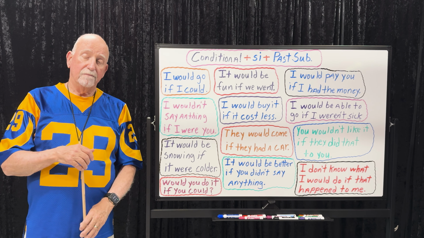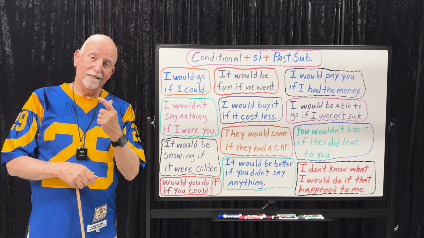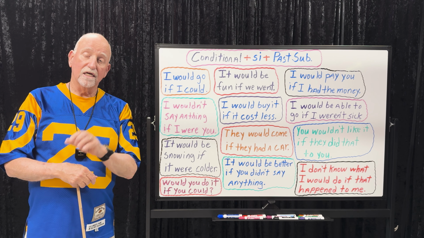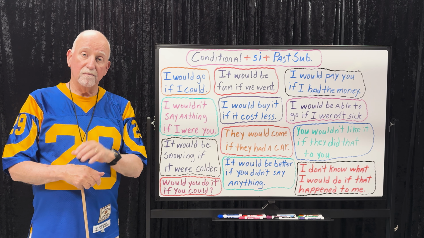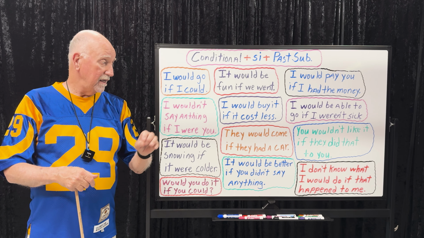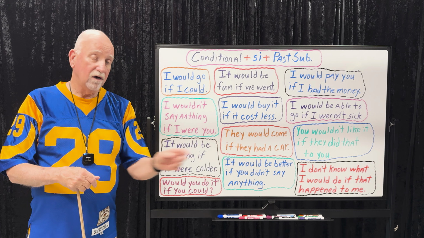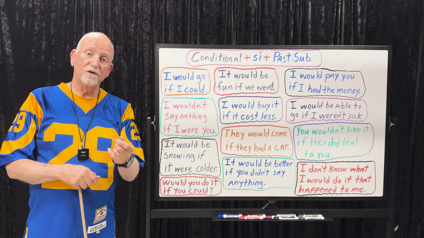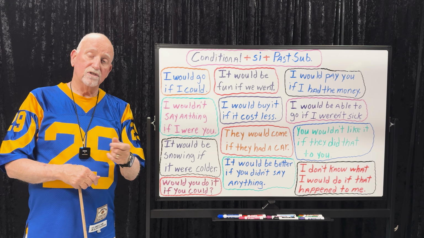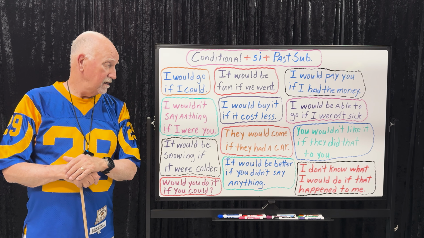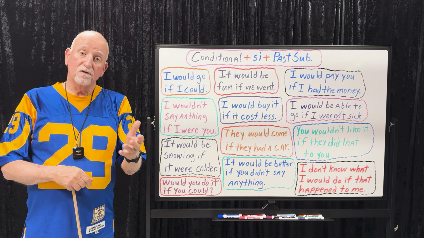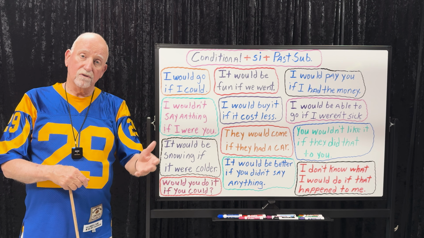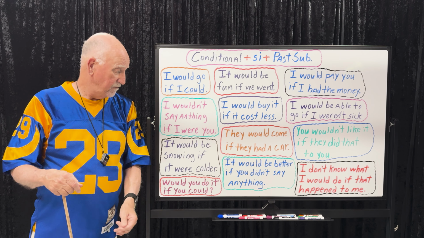They would come if they had a car. Venir. Venir in the conditional, yes, it's one of the irregulars. It's V-E-N-D-R. So, they would come. Vendrían. Vendrían si, if they had a car. Tener, preterite, tuvieron. Change the O to A, tuvieran. Leave the N, because it's they. Vendrían si tuvieran un carro, un auto, un vehículo, un coche.